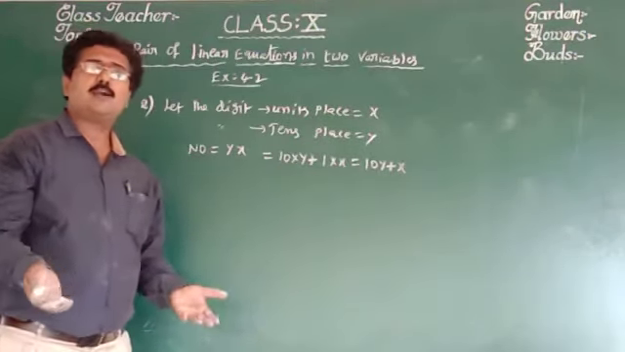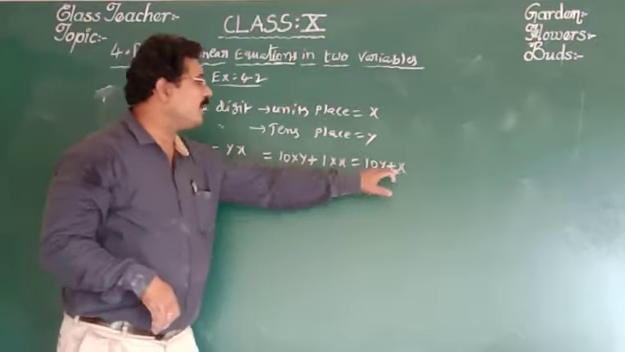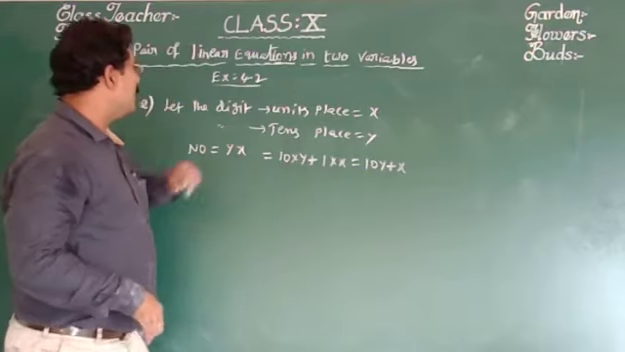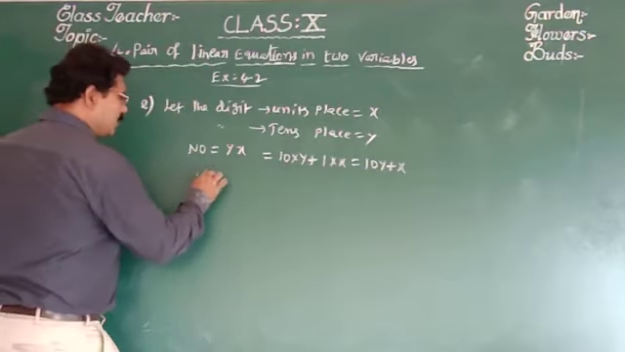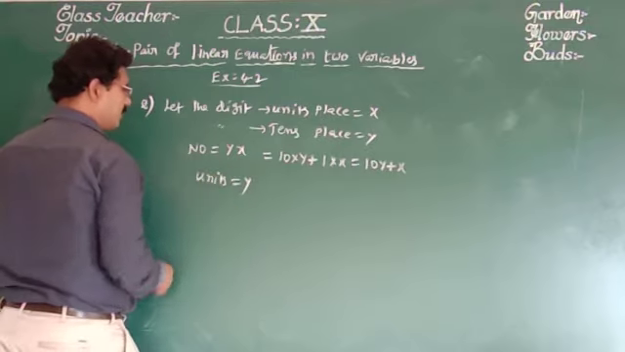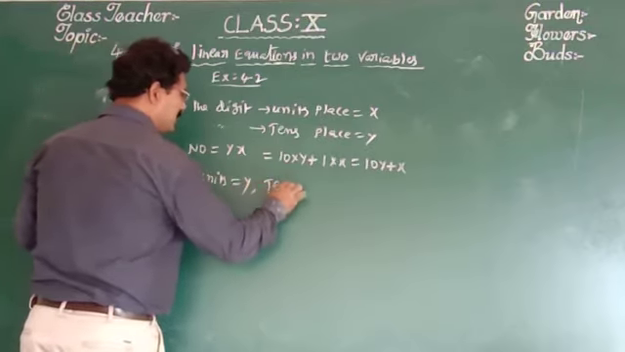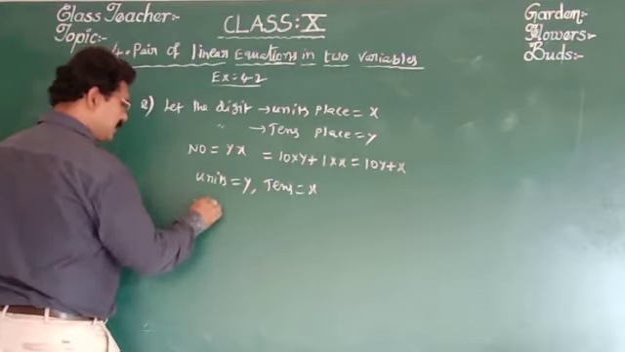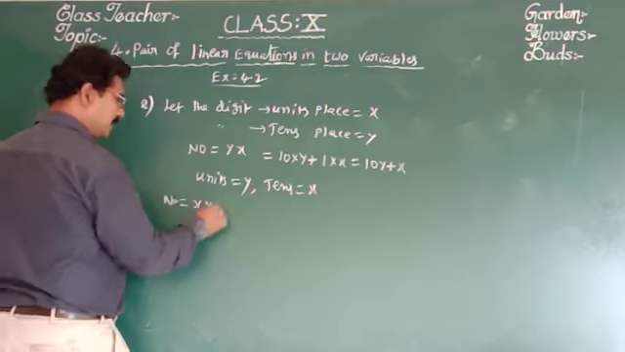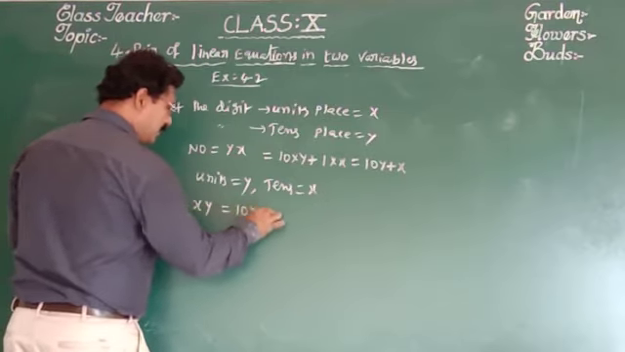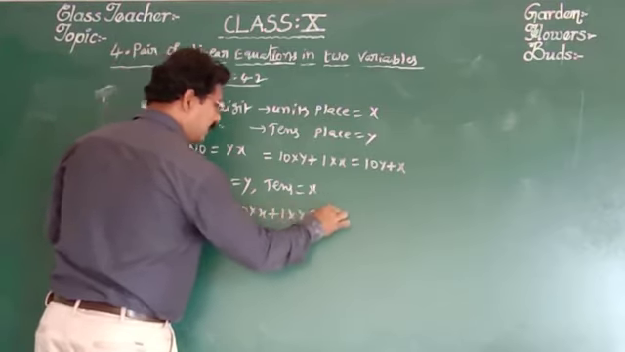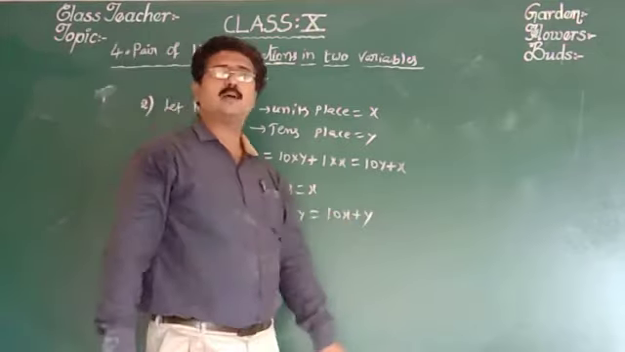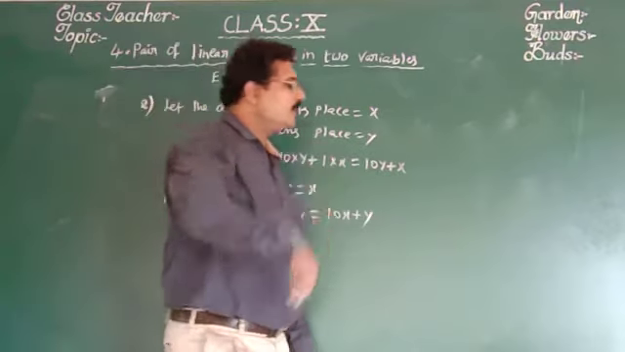In the same way, reversing the digits means now the units place is y and the tens place is x. So the number is 10 into x plus 1 into y, which is 10x plus y. If we reverse the digits, the number is 10x plus y. Now come to the problem.